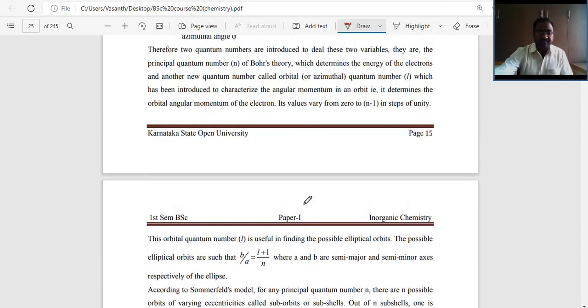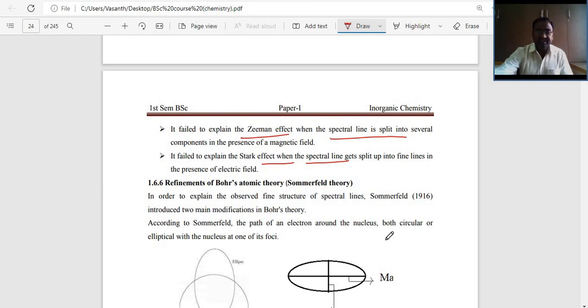The next, one more theory is there. The refinement of Bohr's atomic theory, simply that is called what? Sommerfeld theory. In order to explain the observed fine structure of spectral lines, Sommerfeld introduced two main modifications in Bohr's theory. According to Sommerfeld, the path of an electron around a nucleus may be circular or elliptical, with the nucleus at one of its foci.